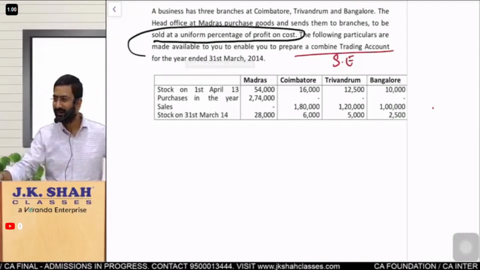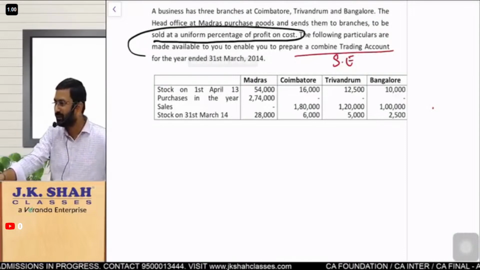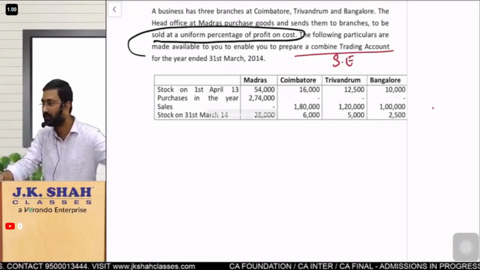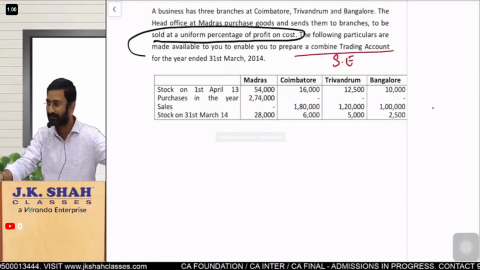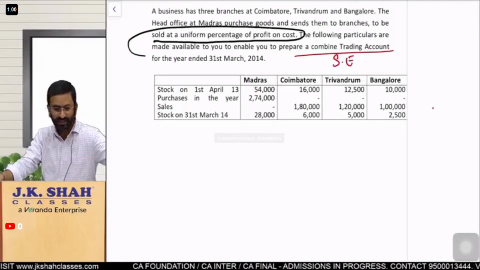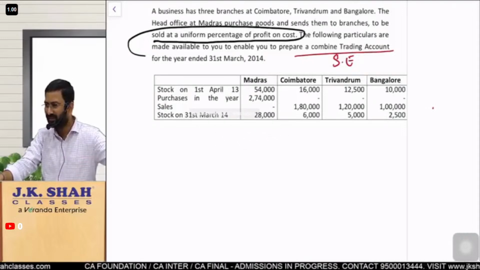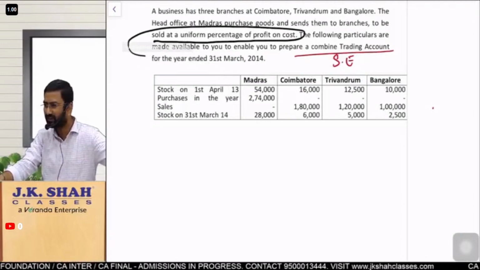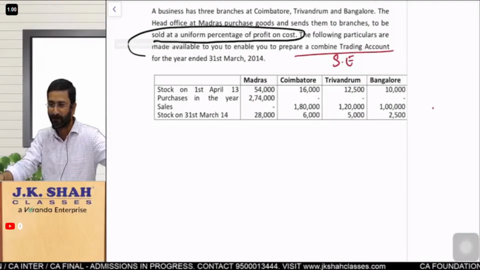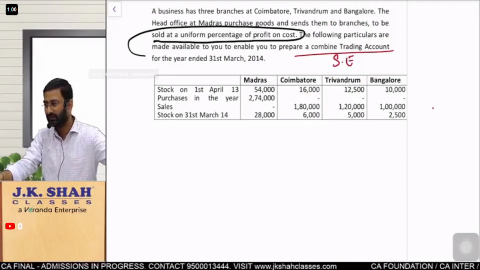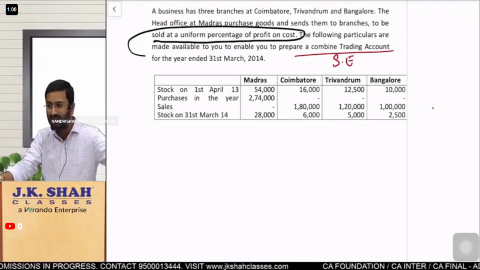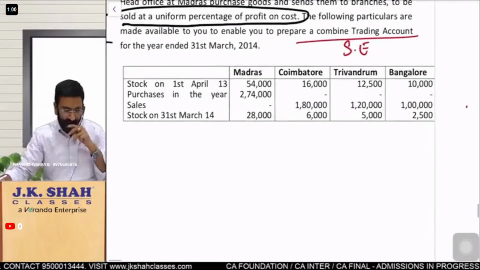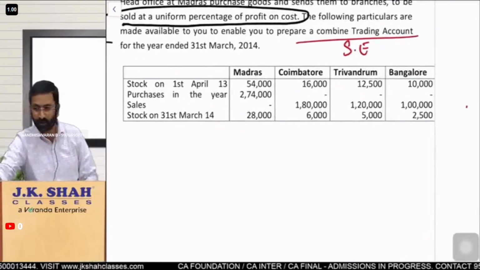What are you guys doing? Some answer. What are we getting? 31.5. Okay, same 31.5. Anyone getting 25% on sales? 25 point something. Okay. Anyone getting exactly 25? No. GP ratio, come on. Okay. Any other important observation you have made apart from the two observations?